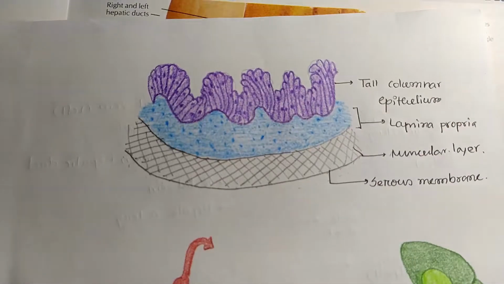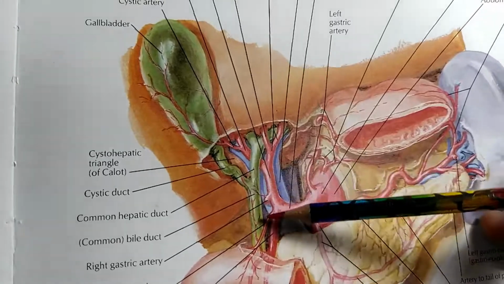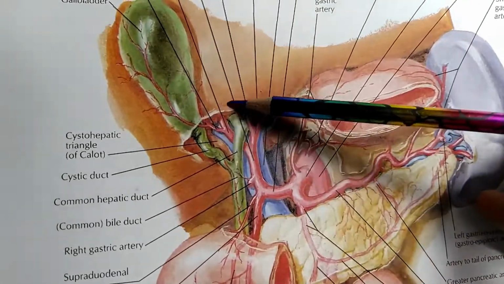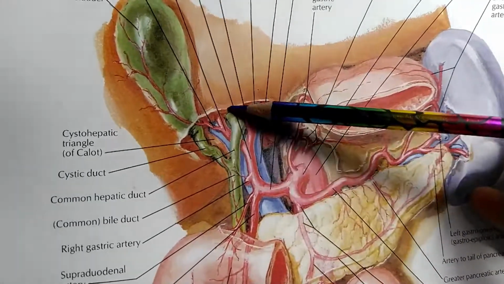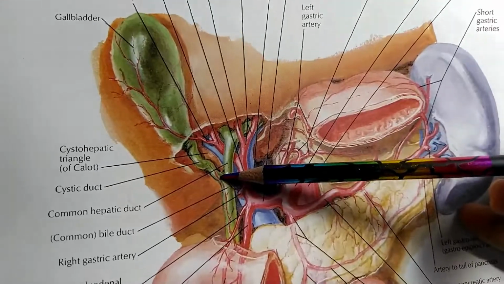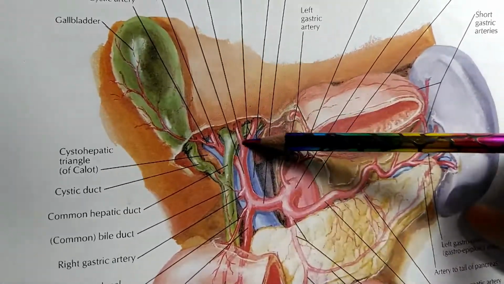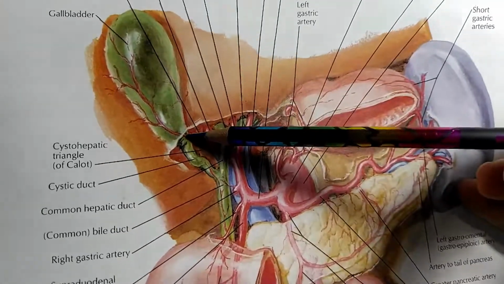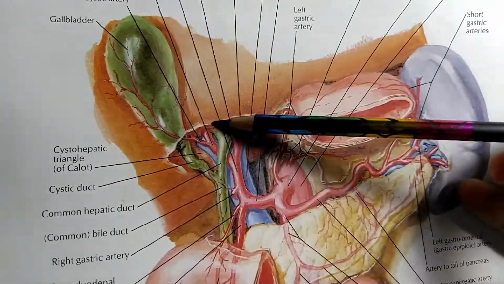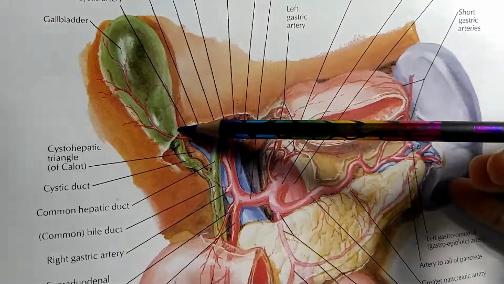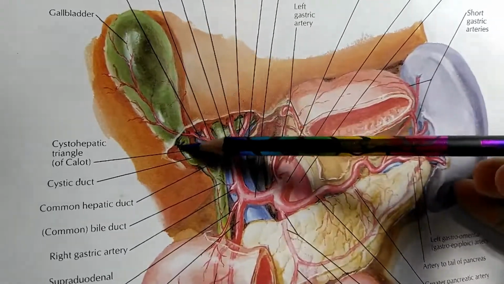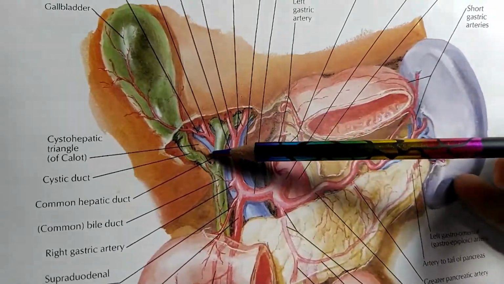Now the Calot's triangle. After the relationships around the neck, you must know this triangle, which has clinical importance. It is called the Calot's triangle. It is a triangular area bounded medially by the common hepatic duct, inferolaterally by the cystic duct, and anterosuperiorly by the inferior surface of the liver. This is called the Calot's triangle.